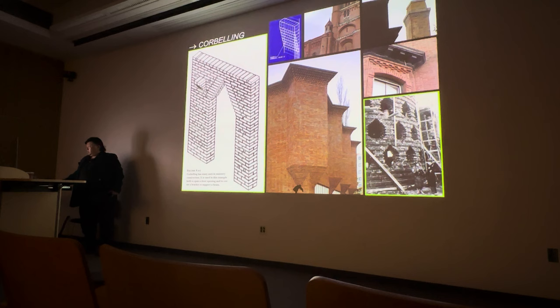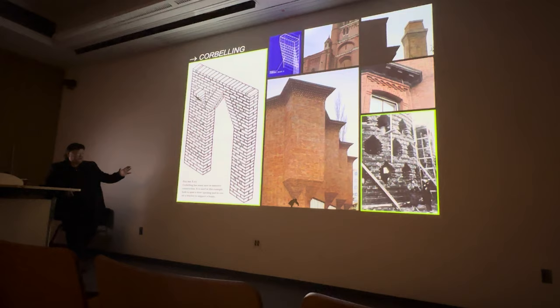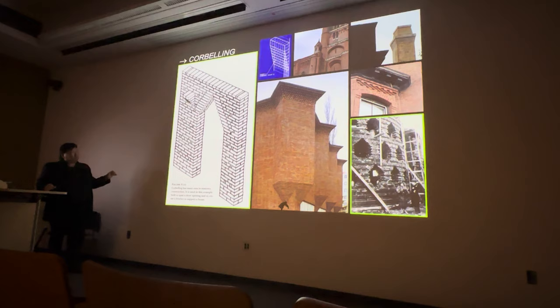Next one I'm talking about is corbelling. The corbelling process has many uses in mainstream construction. One of them is spanning a door opening. So one brick is on top of another. They dissolve the stress.